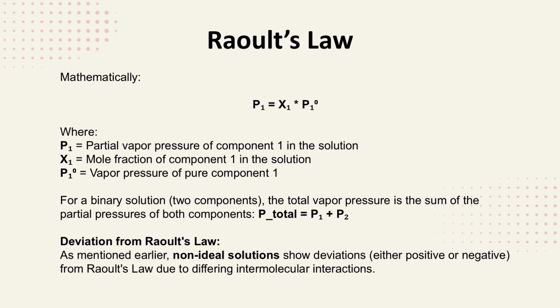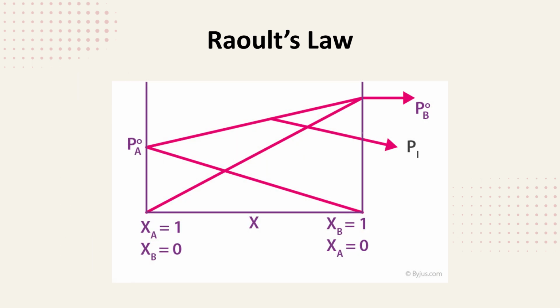Positive deviation means the vapor pressure is higher than predicted by Raoult's law due to weaker solute-solvent interactions. Negative deviation means the vapor pressure is lower, indicating stronger solute-solvent interactions. These deviations help explain why some solutions behave differently, with unexpected boiling and freezing points. This diagram represents how Raoult's law works and what behaviors are observed for ideal and non-ideal solutions.